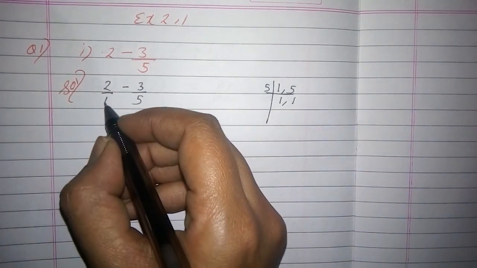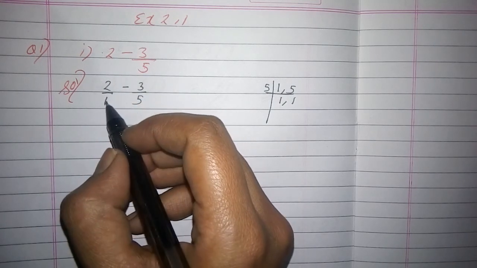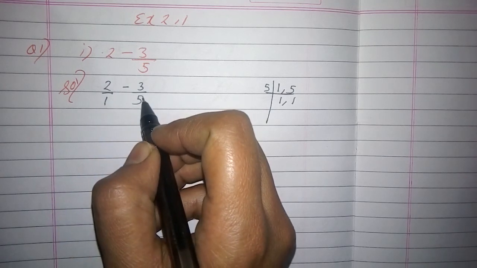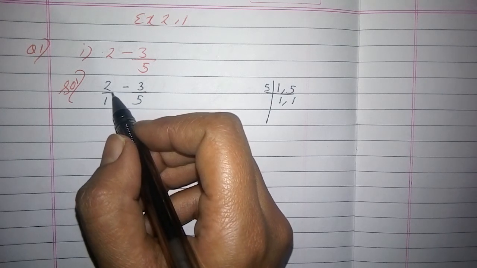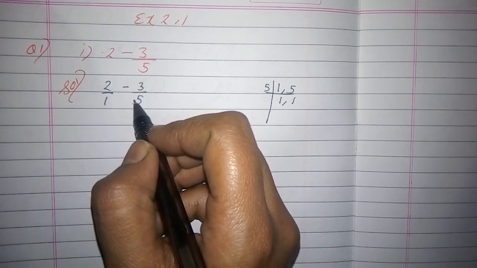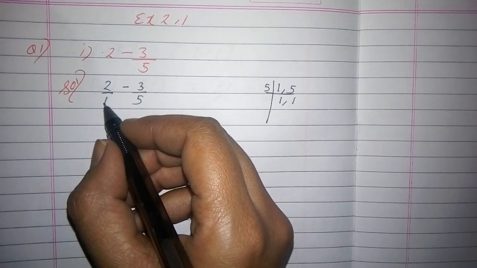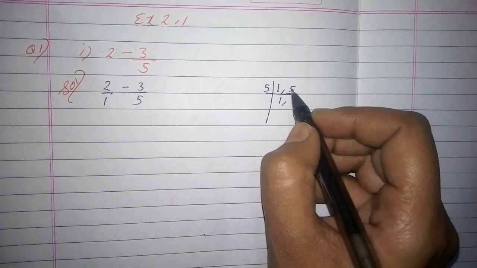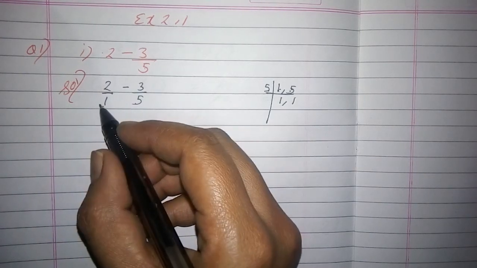When we have to subtract or add any fractions, their denominators should always be common. Then we can subtract and add the fractions. Otherwise we can't add or subtract the fractions if their denominators differ. To make the denominators common, first we take their LCM. The LCM of denominators 1 and 5 is 5. So we need 5 in both denominators.